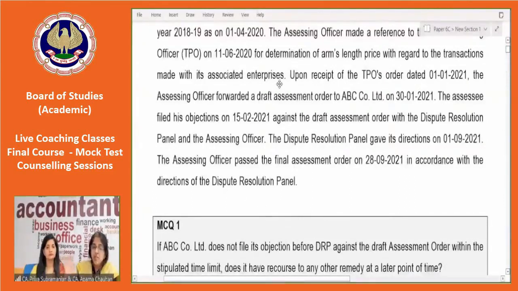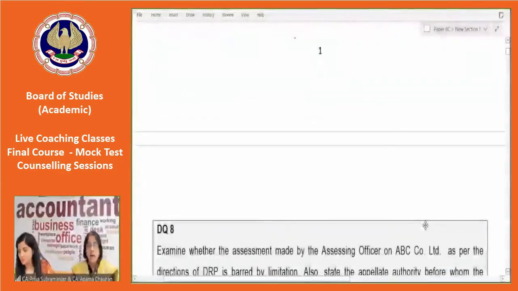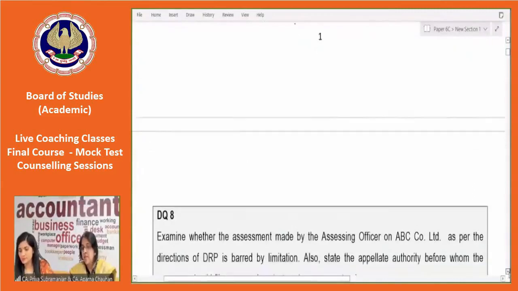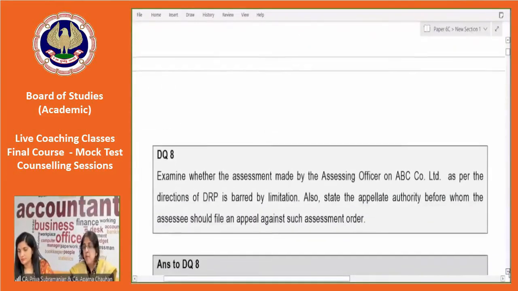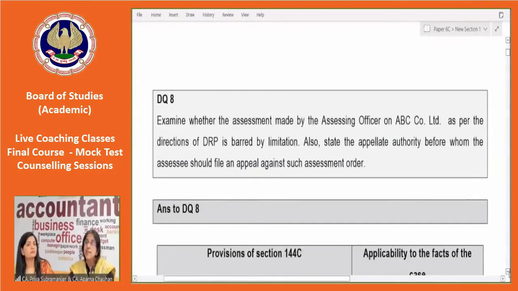Based on these facts, there are two questions. One is an MCQ. The MCQ asks, if ABC Limited does not file its objections, does it have recourse to any other remedy at a later point of time? And there's a descriptive question. We'll take the descriptive question first because it will help you to understand the provisions, and thereafter the MCQ we can take up. Examine whether the assessment made by the AO on ABC Company Limited as per the directions of DRP is barred by limitation.